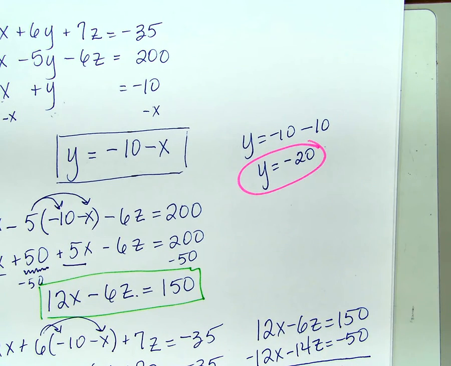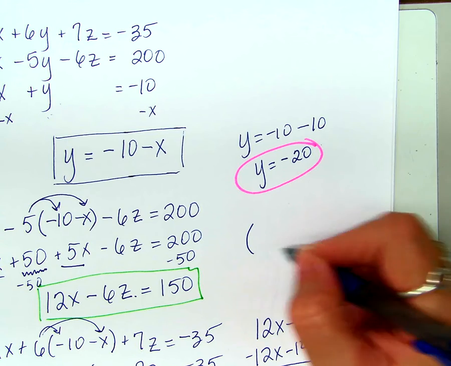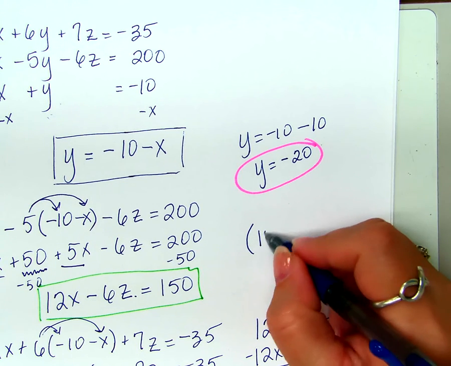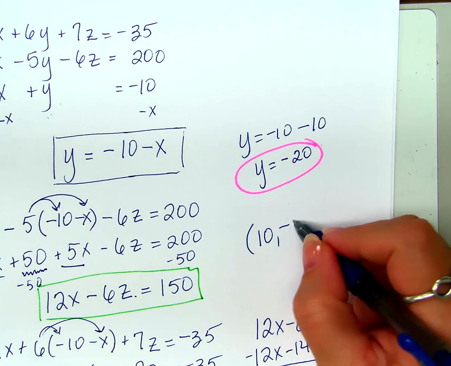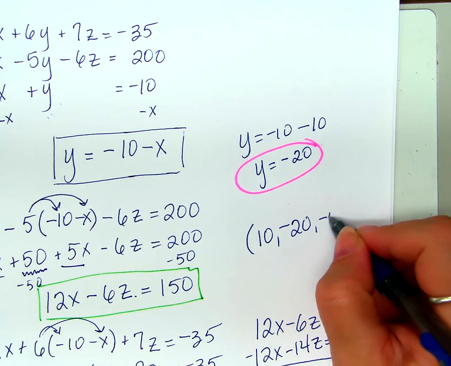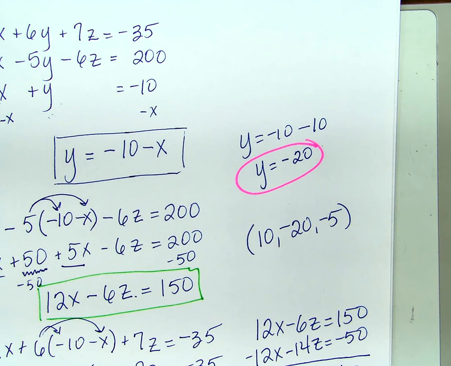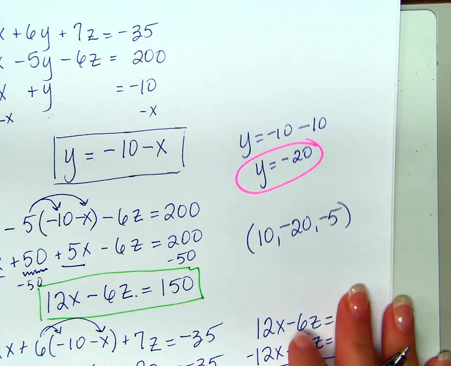Now I'm done? Ugh, seriously? What do I have left to do? Oh, I have to write my answer and I have to check it, right? What did I decide my answer was? 10, negative 20, negative 5. How are you knowing what order that goes in? Oh, alphabetical. Okay. All right. Just making sure. Okay. Now let's check it.